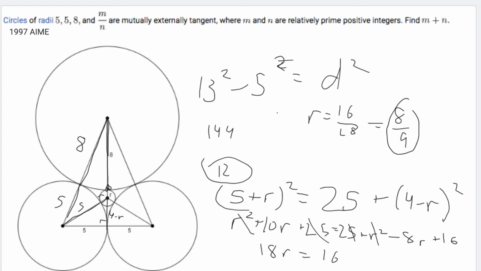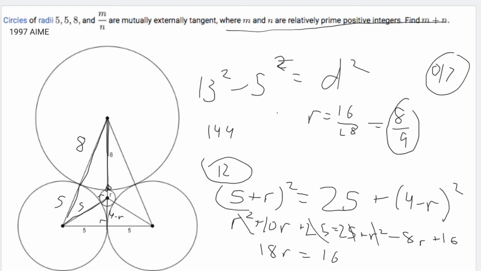Oh, not 8 over 9, sorry. We have to read the problem. We have to find m plus n. So 8 plus 9 is just 17. Remember, 0 and 17, because on the AIME, you have to write 0 with it. So remember that part. That is a very important thing to remember.